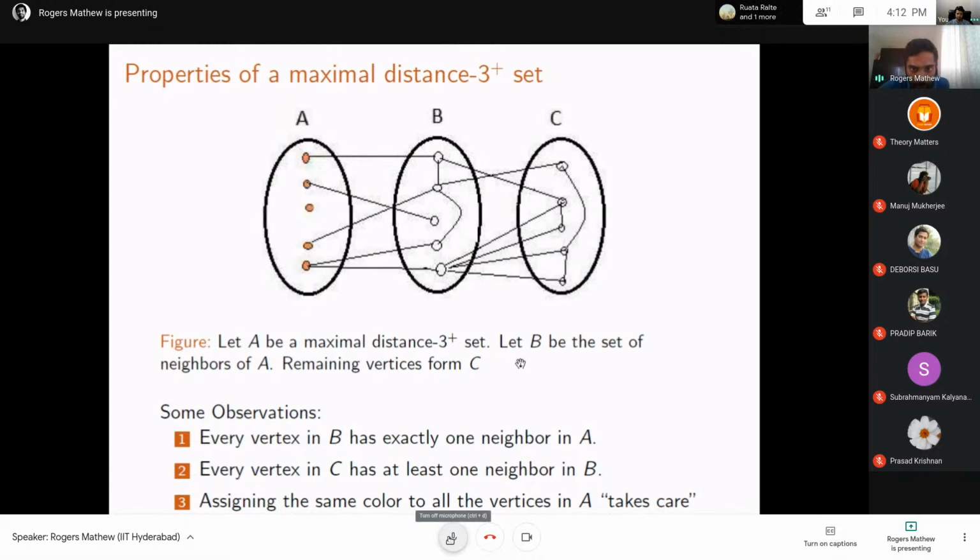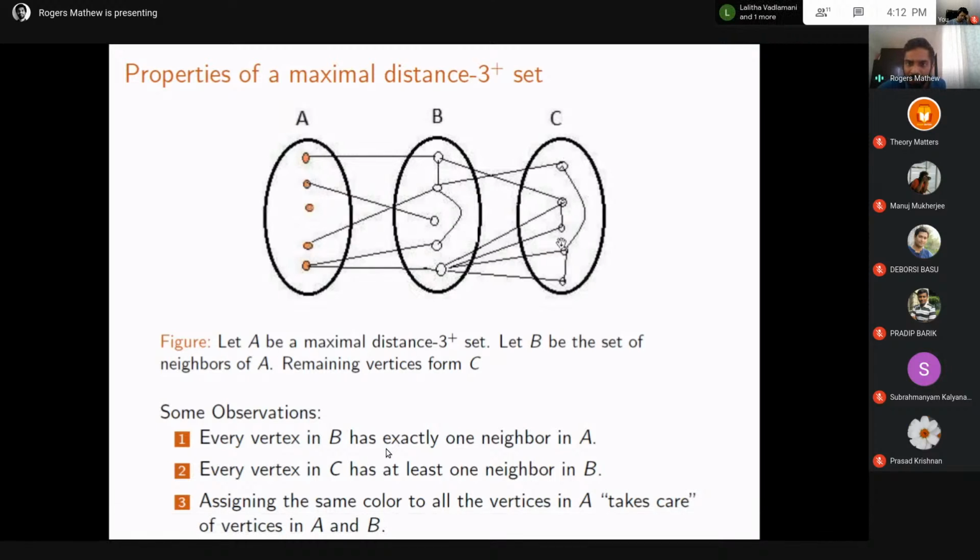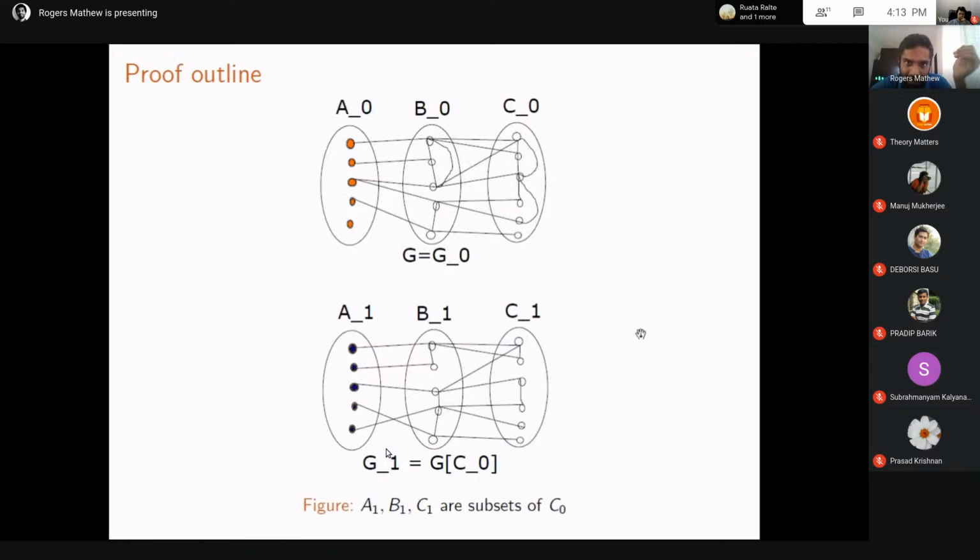Yeah. So now we have these vertices in C which have to be taken care of. A and B have been taken care of. But now it's kind of obvious, why not we repeat the same thing? You only focus on the graph induced on the vertices in C. You forget about A and B, and suppose this was the graph given to you, G of C. Again, you can partition it into A dash, B dash, C dash, the same thing. So that's the proof idea. Let's go to the next slide. This is the first graph, G equal to G0, which is given to you. You have this A0, which is a maximal distance 3 plus set.